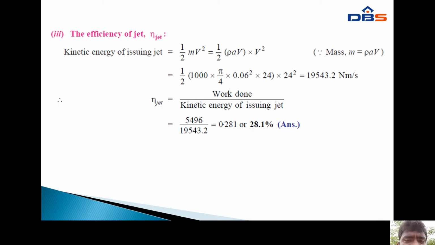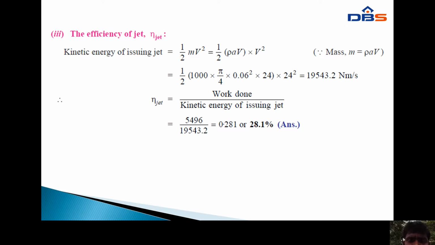Efficiency. The kinetic energy of the issuing jet is half m v square. Here m is the mass, equal to rho A v, so half into rho A v into v square. Therefore, rho means 1000, A means pi by 4 into d square, v means 24. These values are substituted in this equation to calculate the kinetic energy, that equals 19543.2 Newton meter per second.